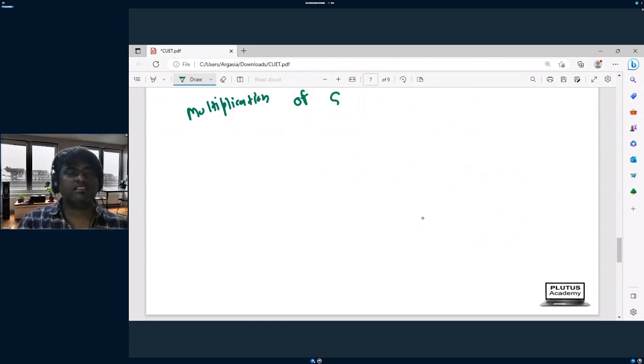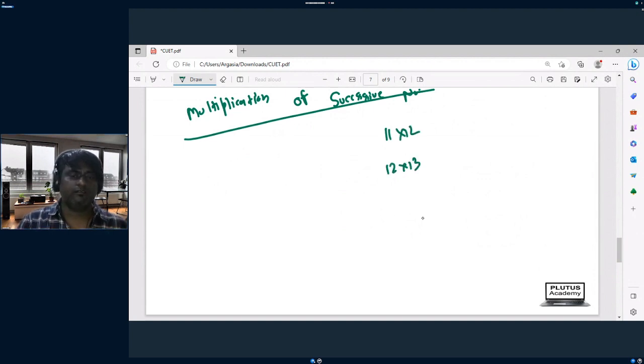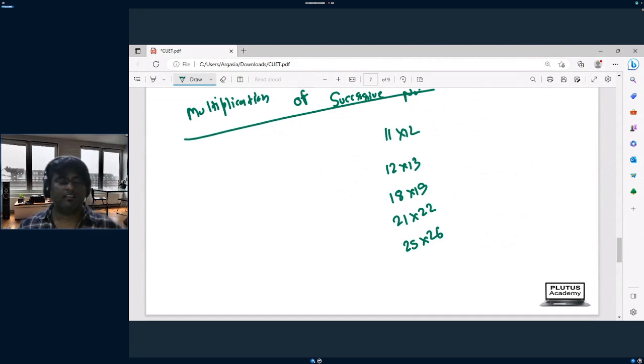Of successive numbers. There are two successive numbers, just like 11 into 12, 12 into 13, 18 into 19, 21 into 22, 25 into 26, it's like that. So this method, the multiplication of successive numbers, we will need in many places.